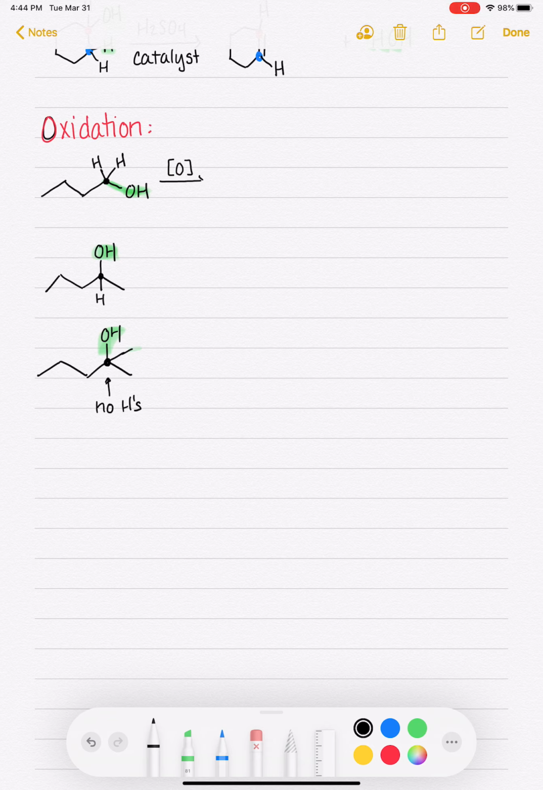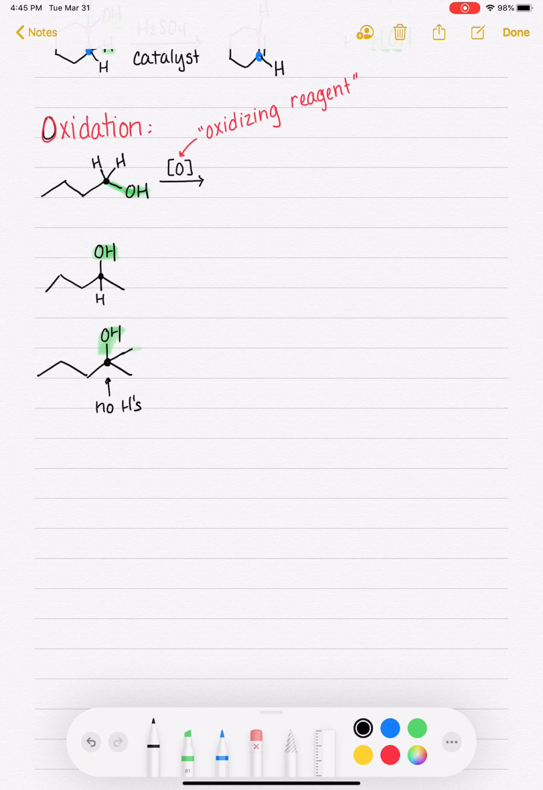For oxidation, there's a variety of reagents that we use, and rather than writing them all out, we just put a capital O in square brackets, and that is just used to represent any sort of oxidizing reagent or chemical, of which there are many. There's a lot of different possibilities.